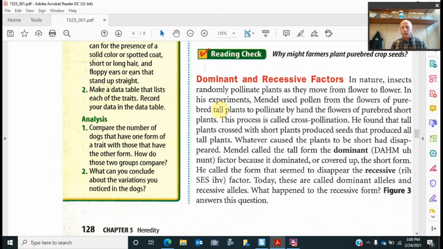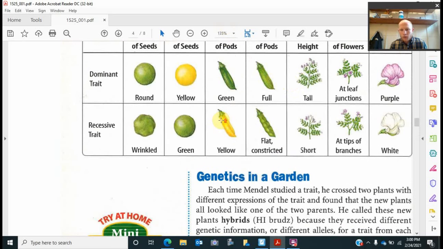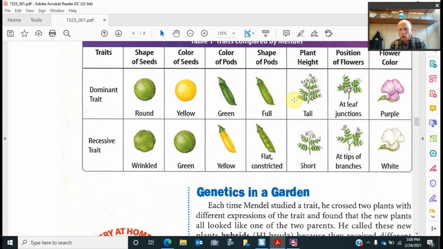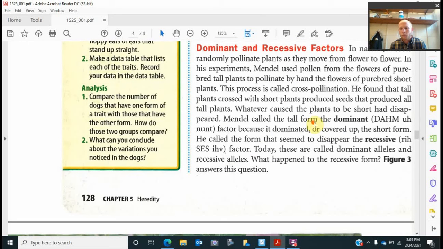And so up here, if we look, he took a whole bunch of these tall plants, and the dominant trait is tall, and he took a whole bunch of short plants, and he made sure that these pollinated with each other, back and forth. He found that the tall plants crossed with the short plants produced seeds that all produced tall plants. So he put them together, and then the offspring is where we see the traits being passed on.